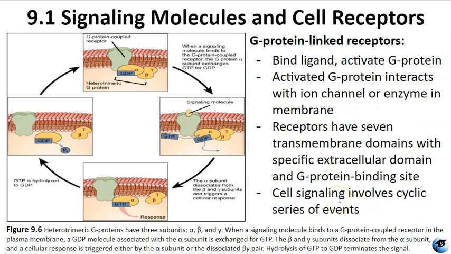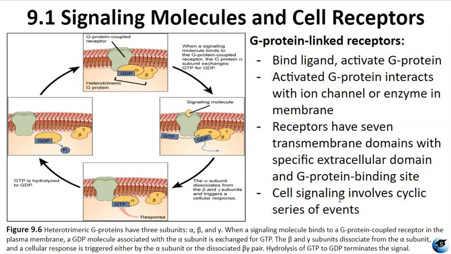G-protein linked receptors bind a ligand and activate a membrane protein called a G-protein. This activated G-protein interacts with either an ion channel or an enzyme in the membrane. G-protein linked receptors have 7 transmembrane domains, each with its own extracellular domain and G-protein binding site.